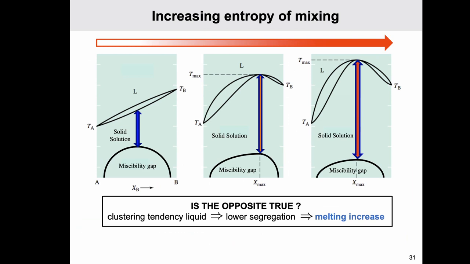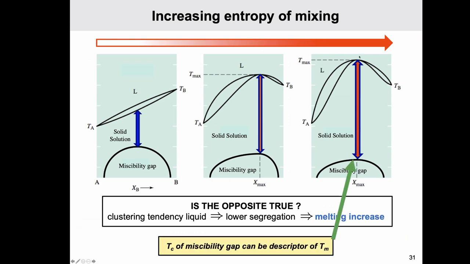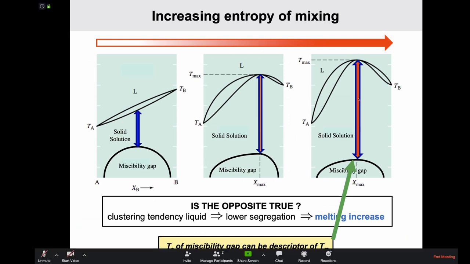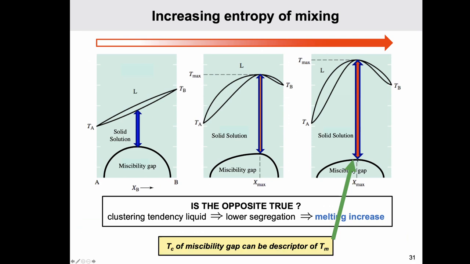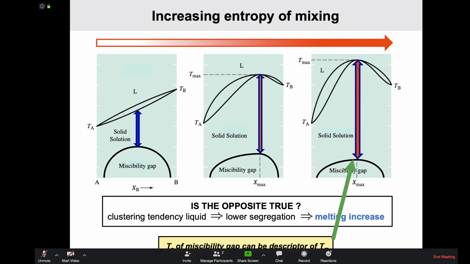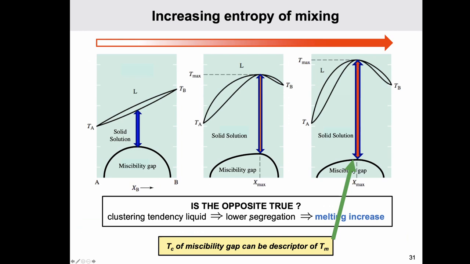So you see that here a possible descriptor of melting could be a descriptor of reducing the miscibility gap critical point. And therefore here, instead of calculating these things that would take forever, if we are able to have a description between the distance between this point and this point with respect to this value, then we just calculate these things, which is still complicated but much easier, and then use this descriptor to make a regression and guess what the melting point is. So the critical temperature of a miscibility gap can actually be the descriptor of the melting point.